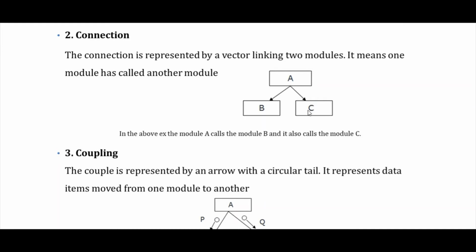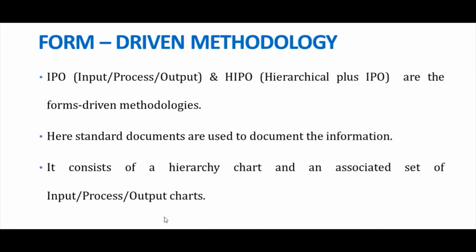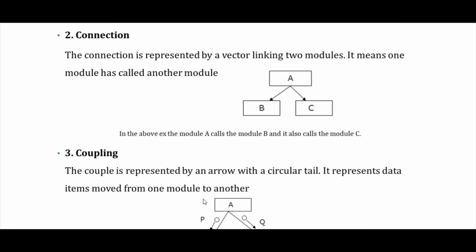The third component of the structured design is coupling. Now, what this coupling means is, you can see this coupling is nothing but an arrow with a circular tail. Generally, when two functions are communicating together, they will be passing some information or some arguments. These arguments are called couples. So, here you can see the function A is communicating with function B by passing an argument called P. The same way the function A is again communicating with function C by passing an argument called Q. So, this approach is called the structured design.